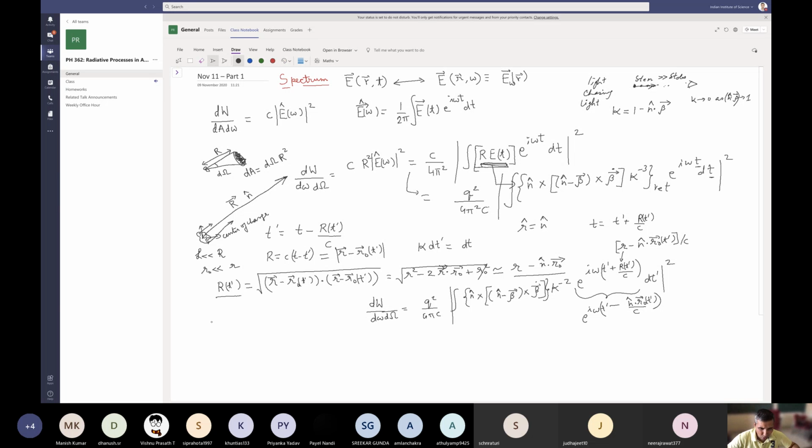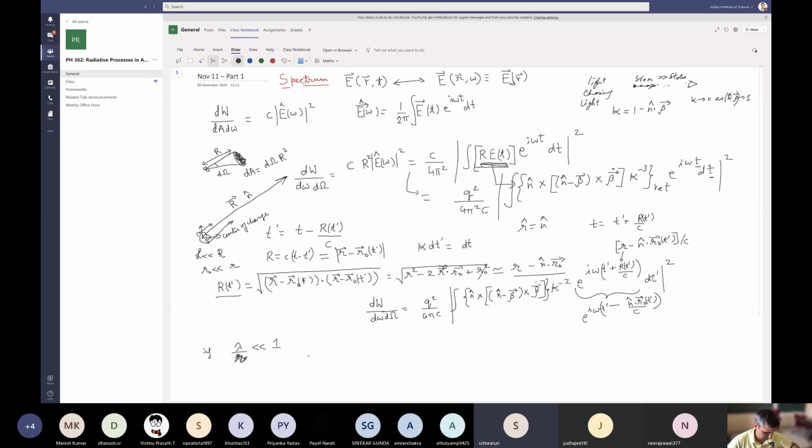Now, what you can actually show is that if lambda by r is much less than 1, where lambda is the wavelength of the light, and r is the observing point, basically you are far away, in the far away zone.